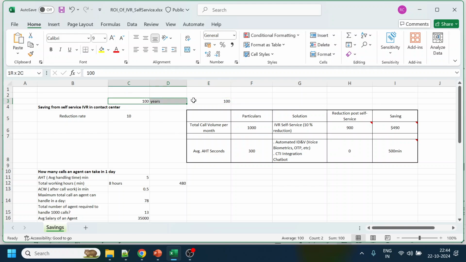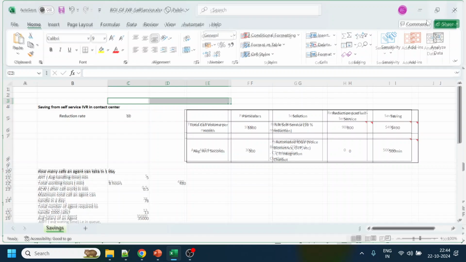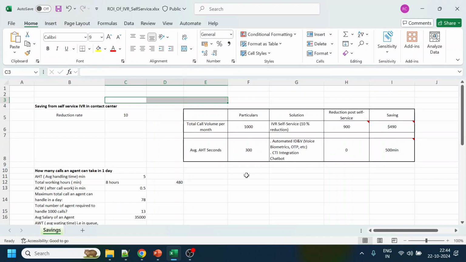Okay, so over here I have done some simple calculation. As we all know, a contact center is basically a cost center for a company. There is no actual benefit of having a contact center apart from the services or the customer solutions that we get. So this is a cost center, and if you have a low cost center, it will definitely help your profit margin.